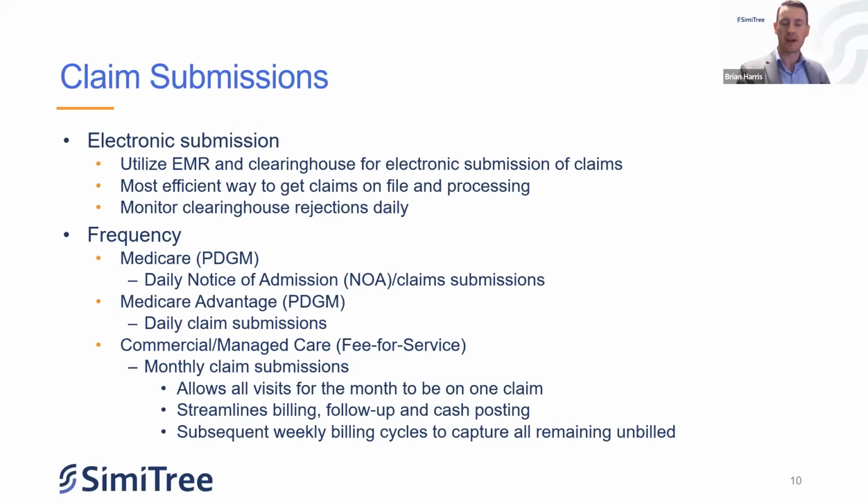For your fee-for-service payers or your per-visit payers on the home health side, we recommend monthly claim submissions. So if I'm billing for May, I'm going to wait until May is done, bill all those visits out the door on one claim, and look to submit that way, doing one month-end cycle and then doing subsequent weekly cycles after that for anything that wasn't able to be billed initially. It allows all visits to be on one claim.